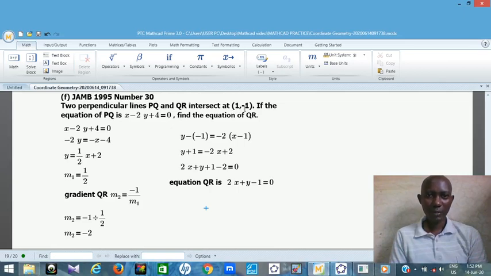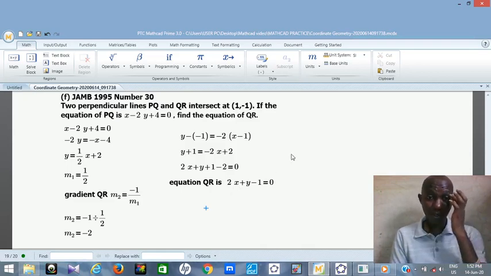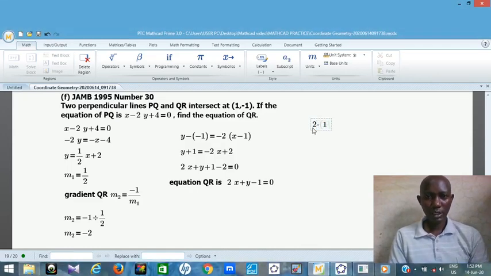But let me substitute. If I substitute this value into this, I'm supposed to get equal to 0. That's another way to know if your answer is correct in intersecting lines, because where the two lines meet, when you substitute the value of x and y into the equation, it's supposed to be equal to 0. So when x is 1, 2 times 1 gives 2, plus y is minus 1, then minus 1, supposed to be equal to 0. And so this equation we got gave 0.